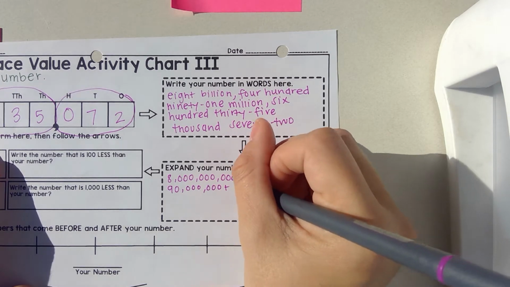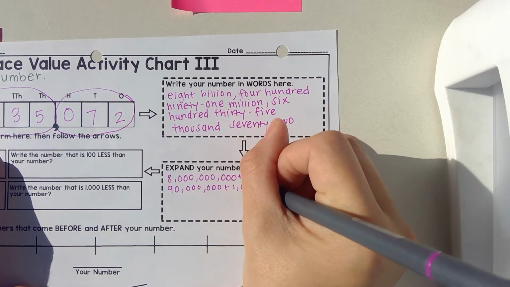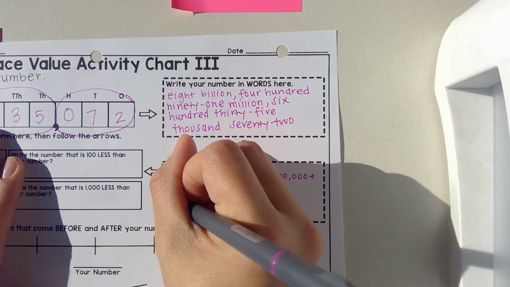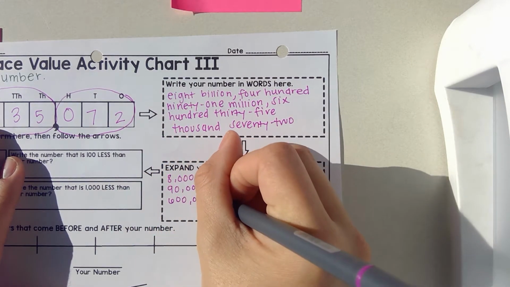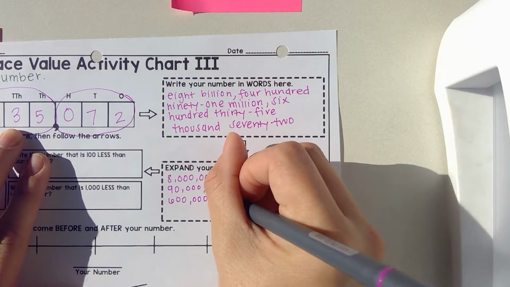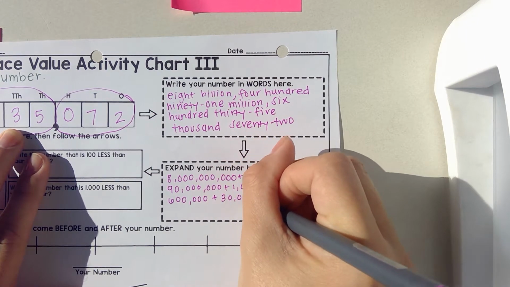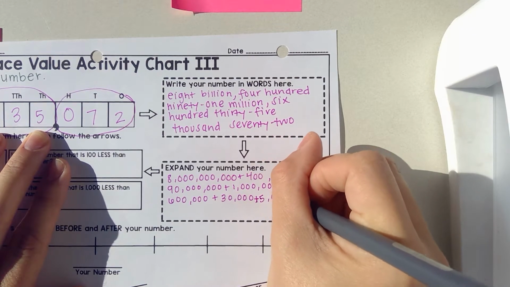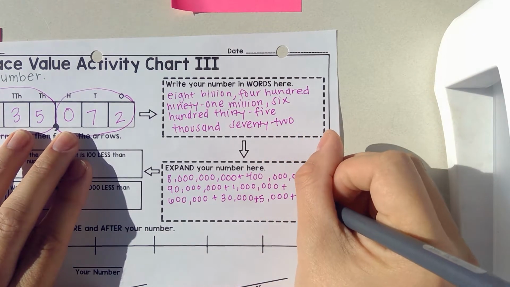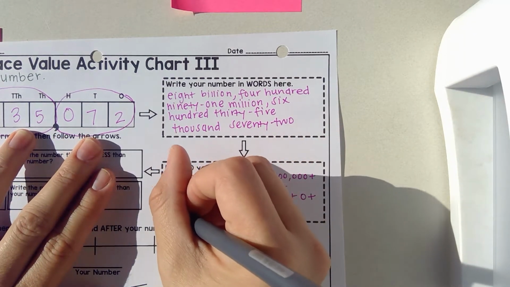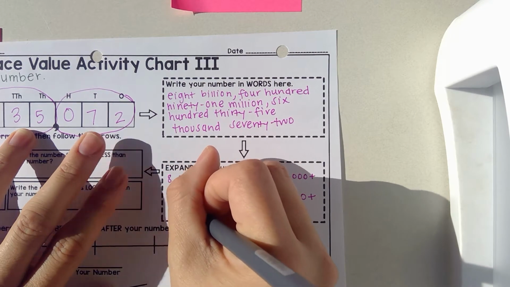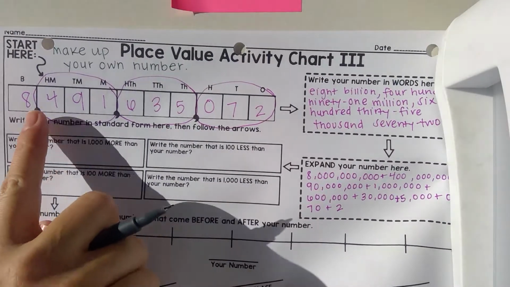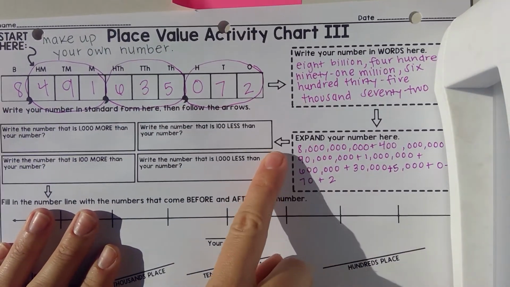Plus a 1 in the million, so that would be 1 million. Plus a 6 in the 100,000, so 600,000. Plus a 3 in the 10,000, so that's 30,000. Plus a 5 in the thousands, oops, I meant to put a plus. 5,000. Plus a 0 in the hundreds. Plus a 7 in the tens, which is 70, plus a 2 in the ones, which is 2, which then ultimately would equal my standard number. All right, follow the arrow.